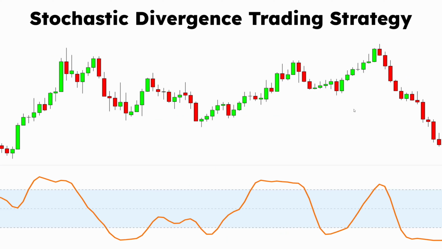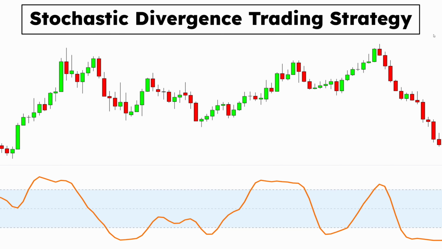Now let's switch the attention here and take a look at a real life example. So now it's finally time to take a look at the stochastic RSI divergence trading strategy. And the indicator you can see here, as I mentioned earlier, this is the stochastic RSI, but we can only see the percentage D line.